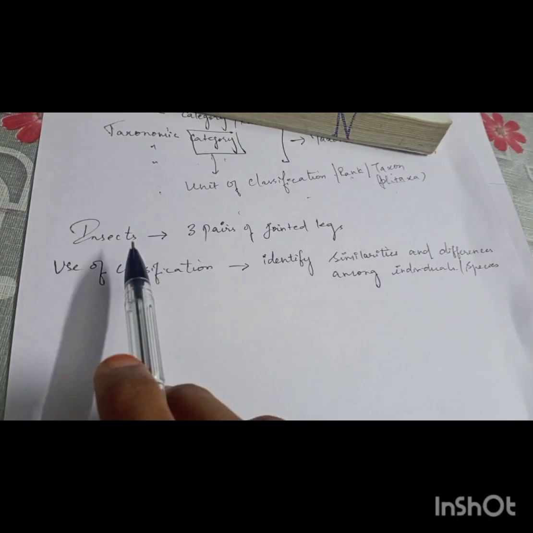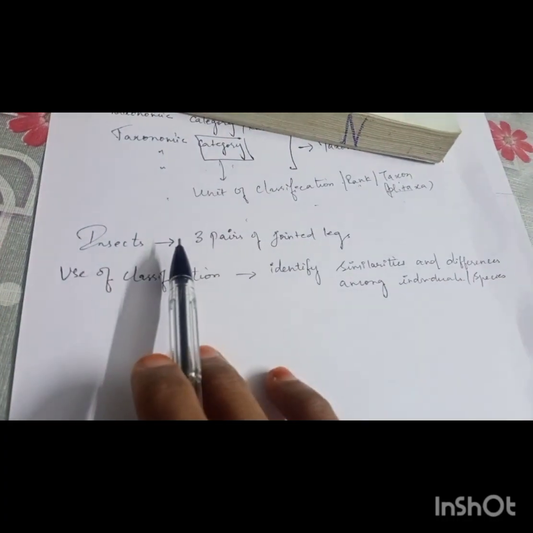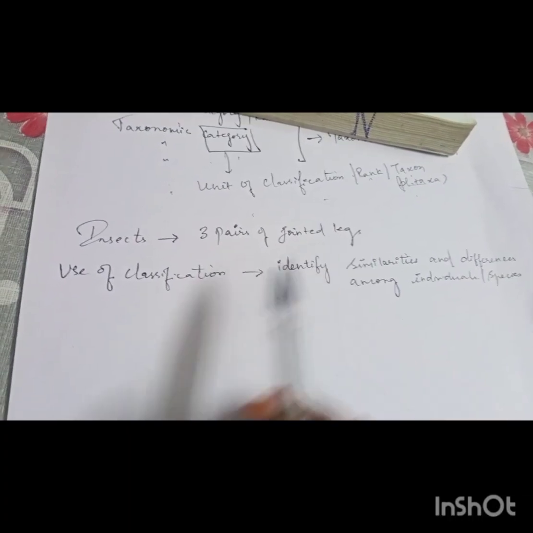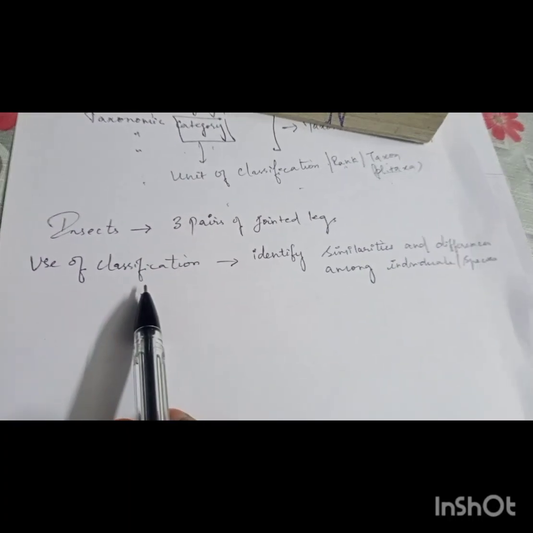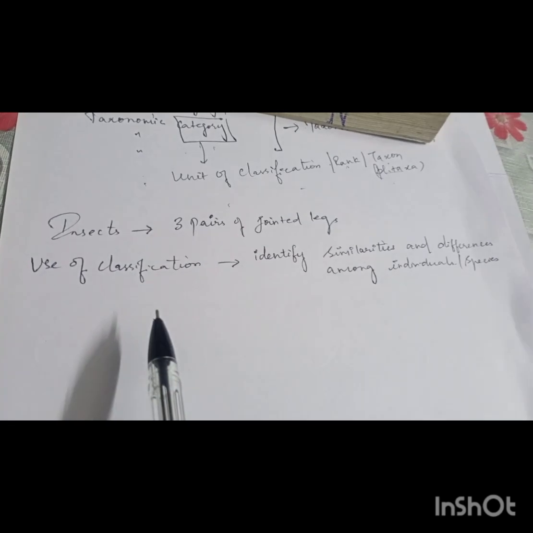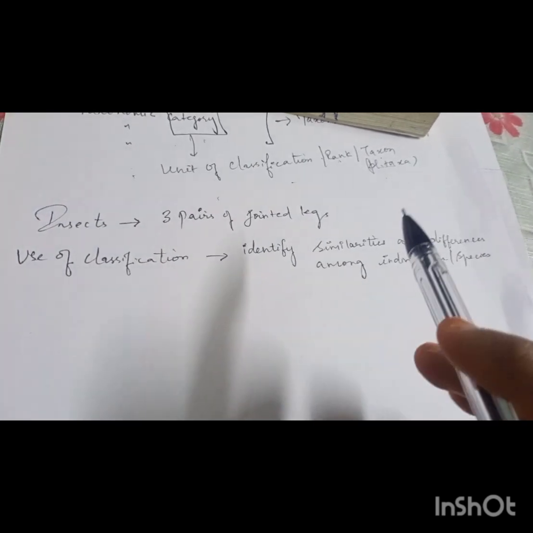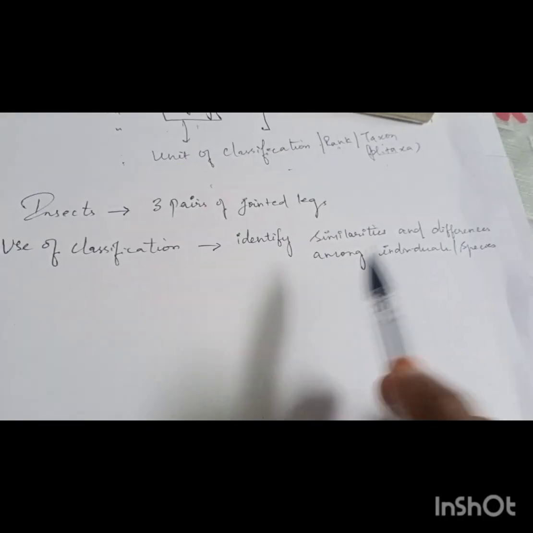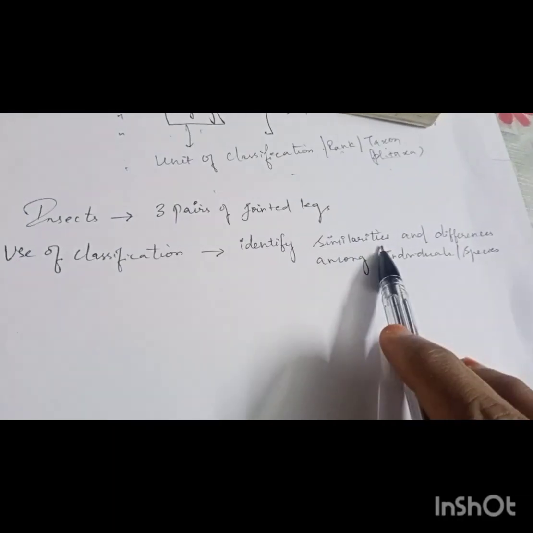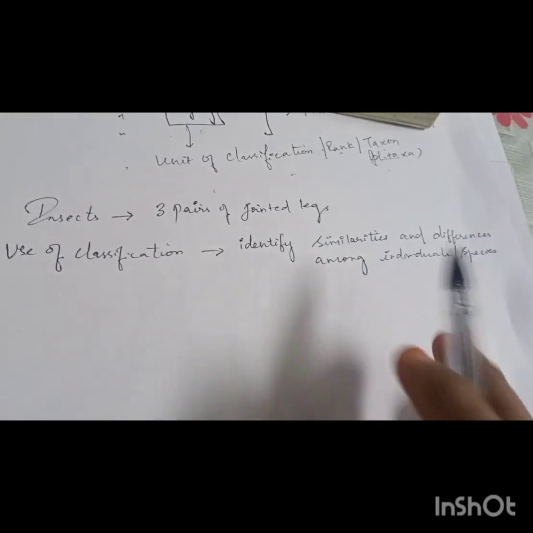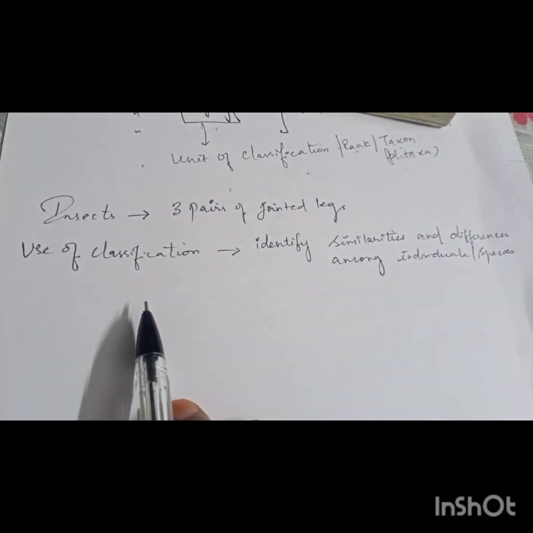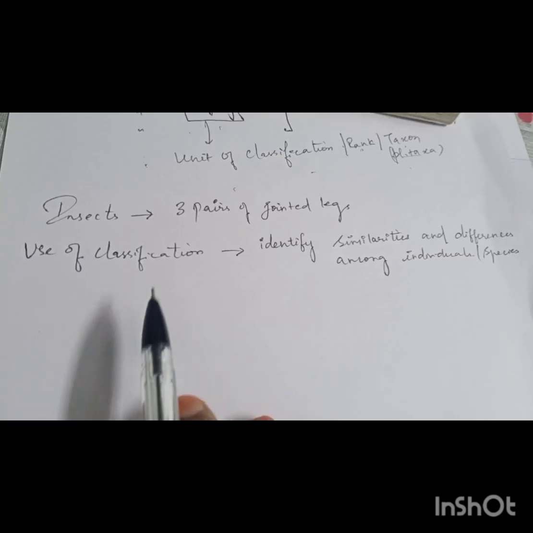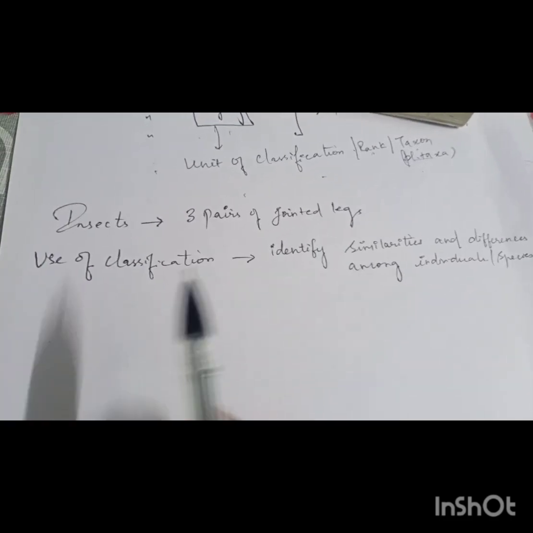So, how are insects grouped together? By taking some common features, like all the insects have 3 pairs of jointed legs. And what is the main use of this classification? When classified properly, it is easy to identify the similarities and differences among individual species. That is, we can easily categorize the same characters as well as how it is different from each other using this classification. And it is very easy for identifying the individual.